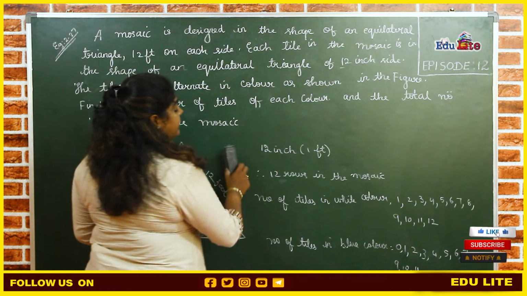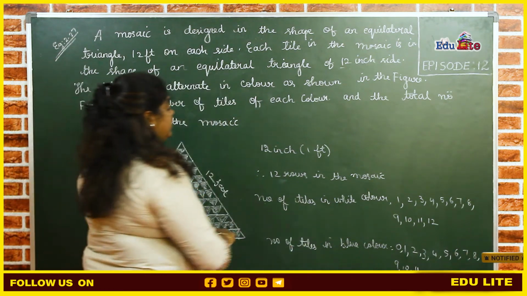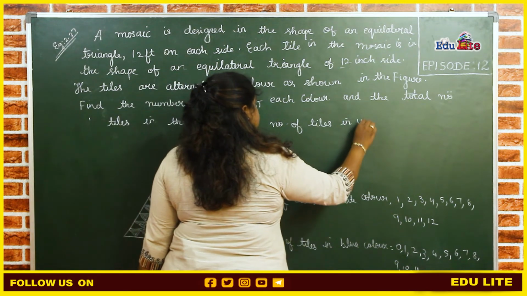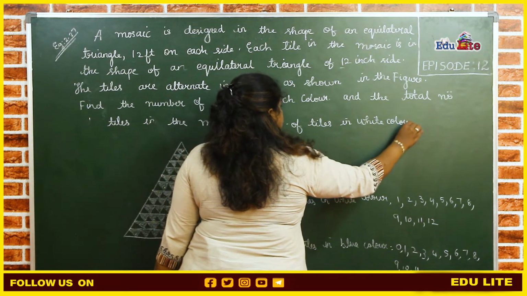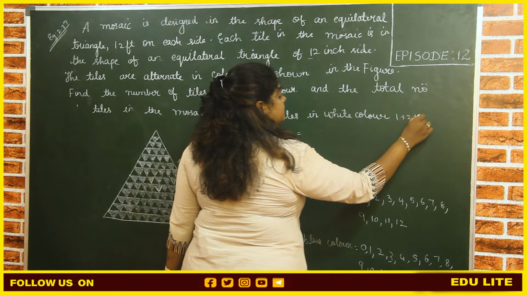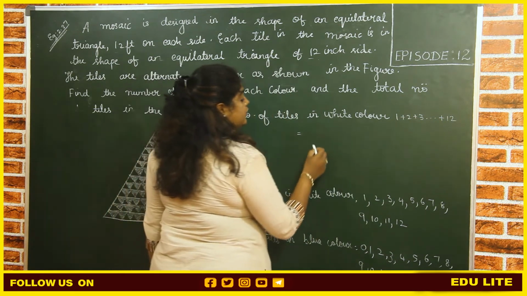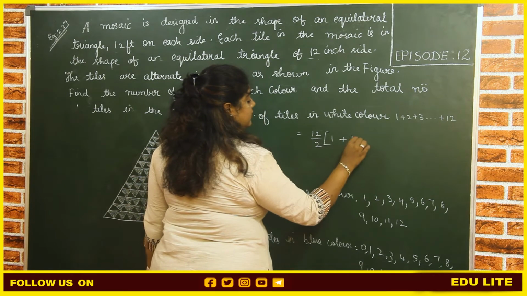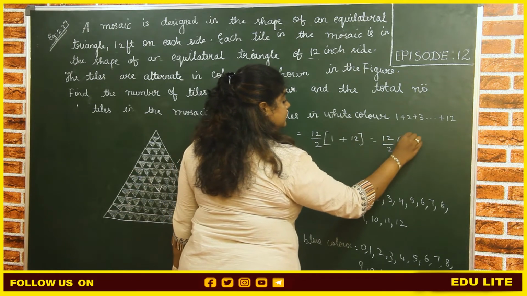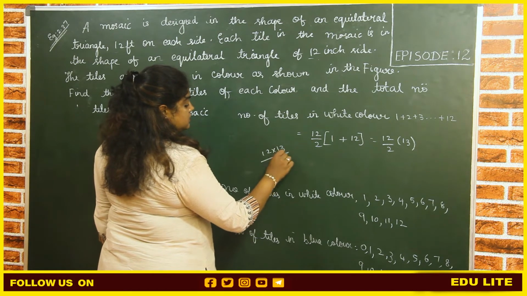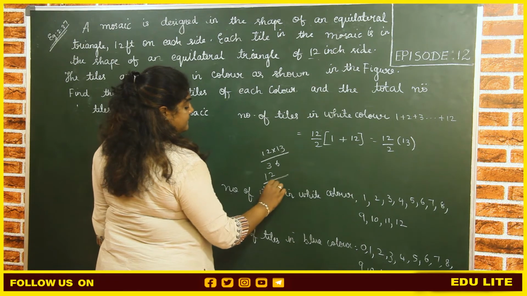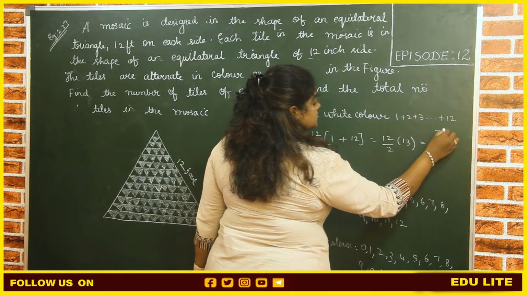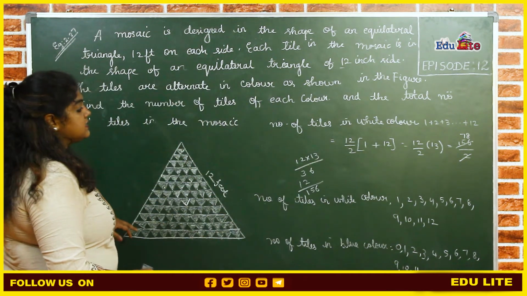So, with this data, now we can find the number of tiles in this mosaic which are white in color. Let us find so. Number of tiles in white color can be 1 plus 2 plus 3 and so on up to 12. Therefore, n value is 12. 12 by 2 into a value, which is 1, plus l value, which is 12. Therefore, 12 by 2 into 13. 12 into 13 is 156, by 2. So, the number of tiles in white color in this mosaic is 78.